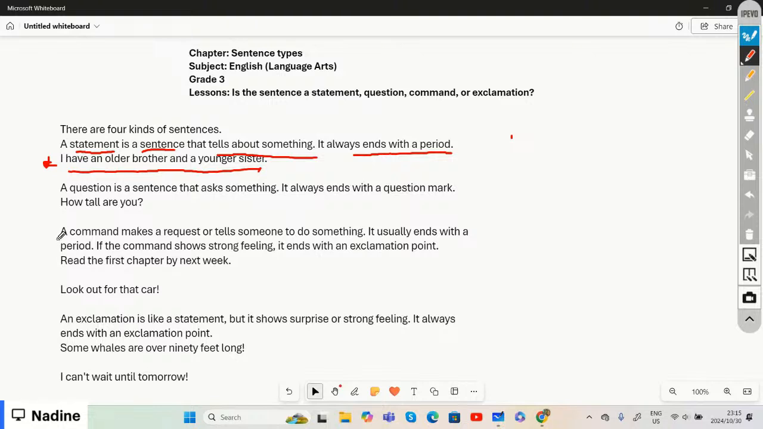Or if I were to just respond and say that I live in South Africa, and then I just put a period, full stop.